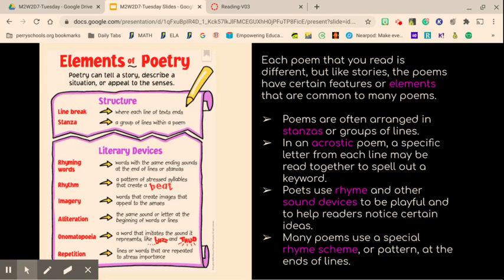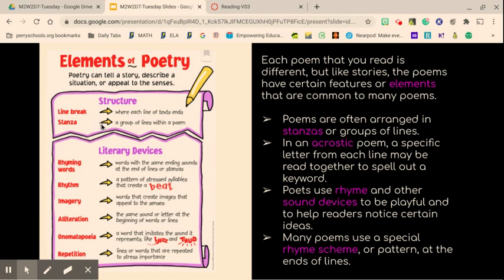We have a type of poem called an acrostic poem, and it's where a specific letter from each line may be read together to spell out a keyword, and there's an example of it in our reading. Poets often use rhyme and other sound devices to be playful and to help readers notice certain ideas. And many poems use a special rhyme pattern or rhyme scheme at the ends of the lines to follow that pattern. So some of the things that we'll be looking at is the poetry structure.